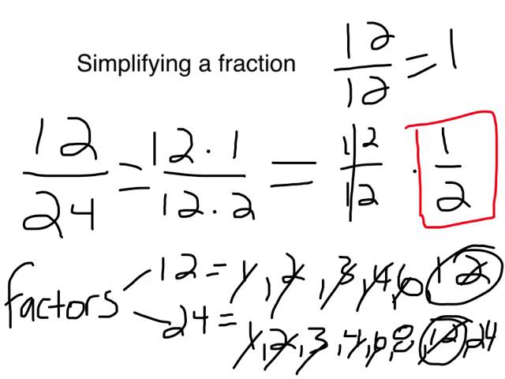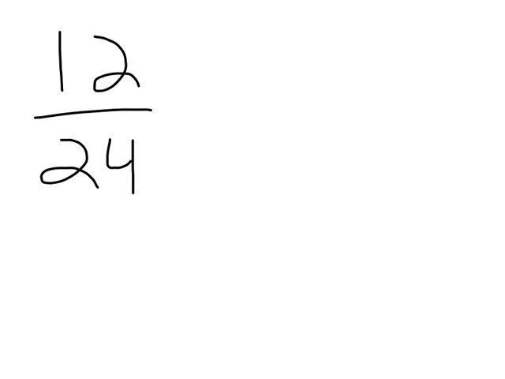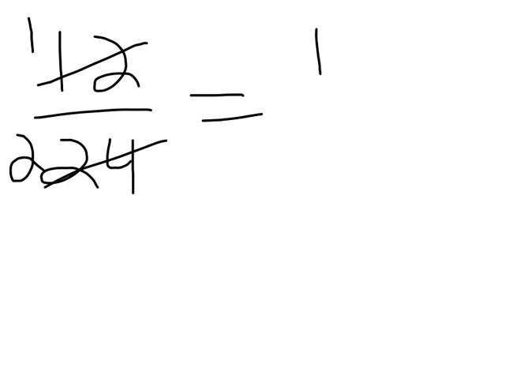That's one way to look at it. Another way to think about it is that if I know 12 is the greatest common factor, in my mind I divide 12 by 12, I get a 1, so I cross it out and write a 1. I divide 24 by 12 and I get a 2, so I cross it out and write a 2, so I see that it's 1/2.